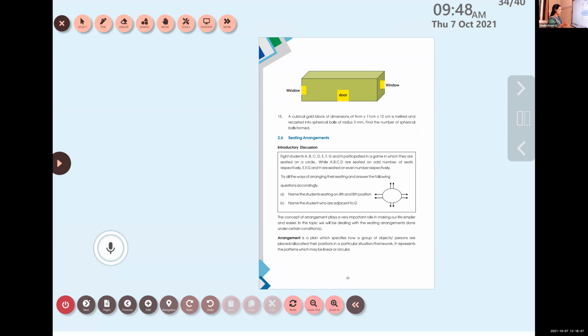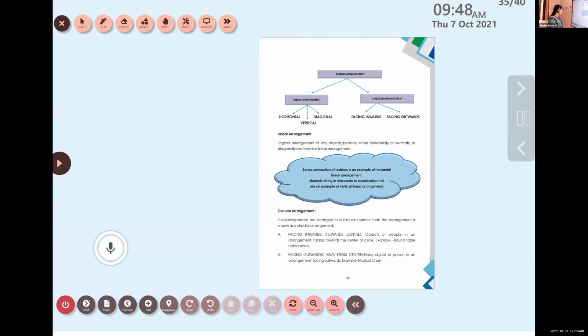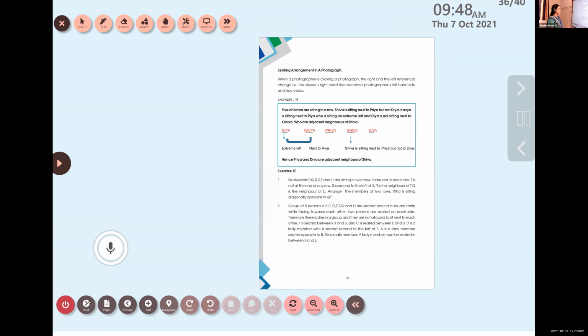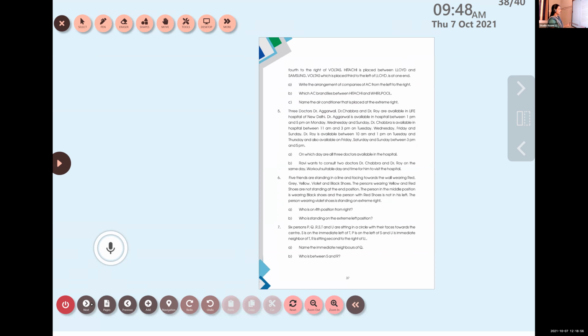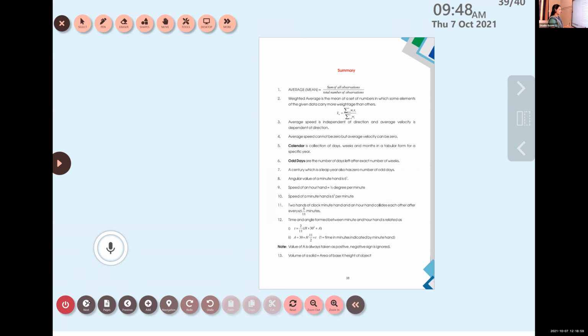Seating arrangement. Seating arrangement means only the basic things. There are two types of seating arrangements, linear and circular arrangement. I think we can do one question based on circular arrangement.